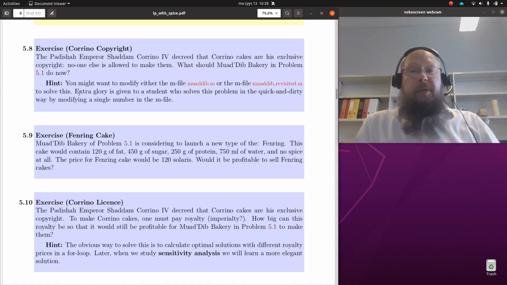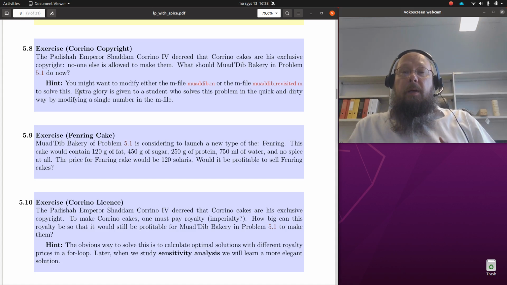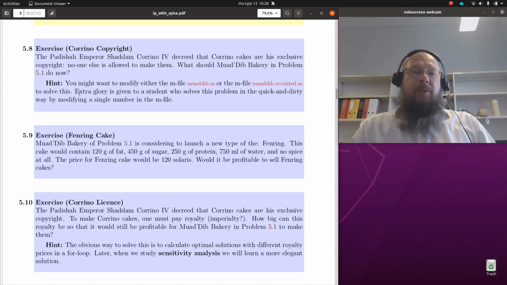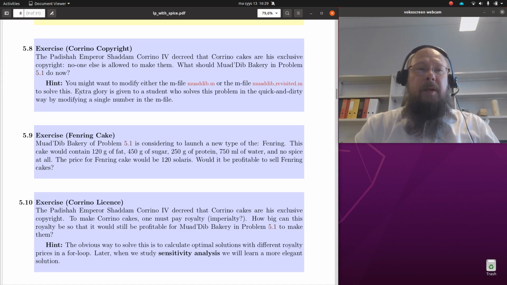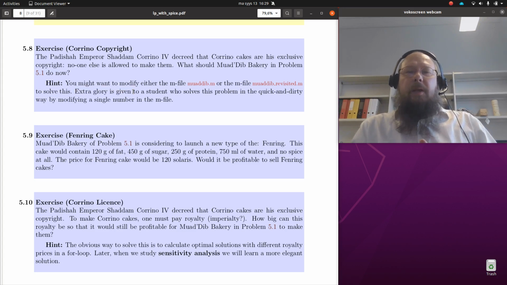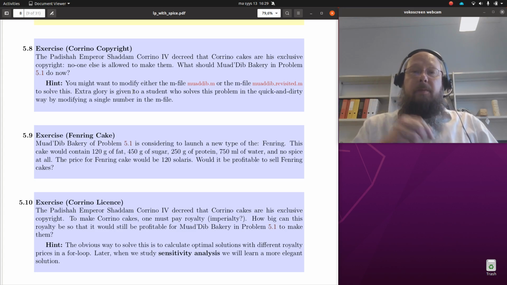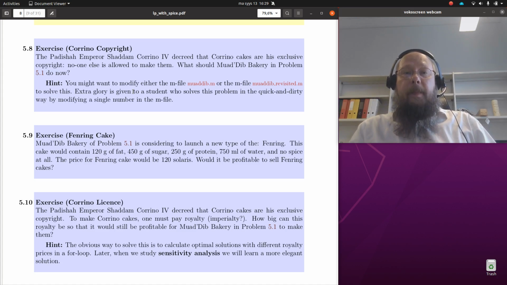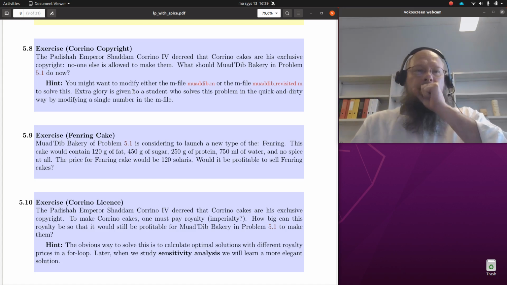So if the problem changes and you have a good solution for it, maybe it's easy to change the code so that it will solve the modified problem. And then I would say you can do this many ways. You can do it very quickly and very dirty. So extra glory is given to the student who solves this problem so that you can actually take either moddip.m or moddip_revisited.m, and you can change a single number and everything works after that.